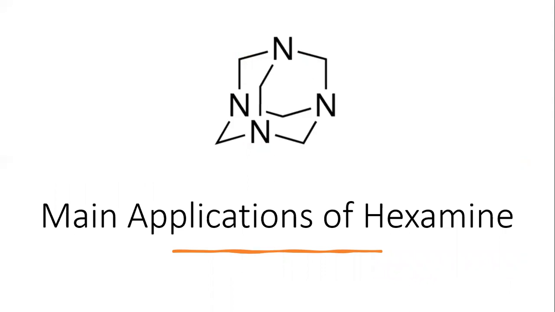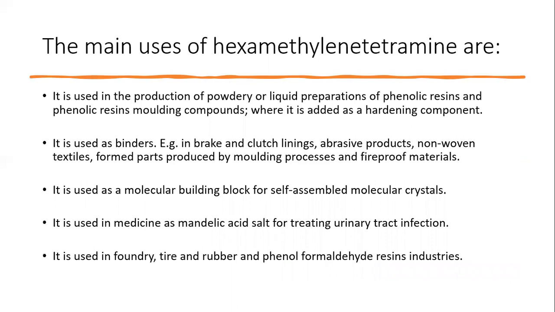Some of the main applications of hexamine. The main uses of hexamethylene tetraamine are: it is used in the production of powdery or liquid preparation of phenolic resins and phenolic resin molding compounds, where it's added as a hardening component. It's also used as a binder, like in the brake and clutch linings.